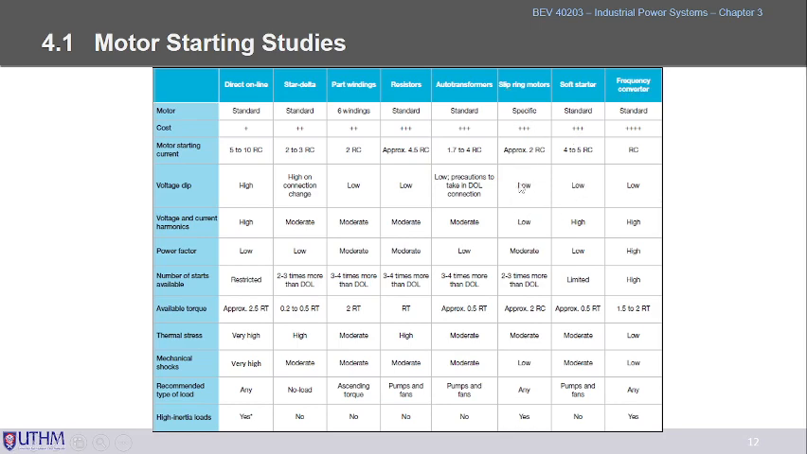So if you are using the wound rotor type of induction motor, you can see the available torque also. The available torque, for example, 1.5 to 2 is good enough. It's good enough for industry applications, especially those that need higher starting torque. So 1.5 to 2 of the rated torque. If the initial torque is 0.2 to 0.5, that is considered very low.